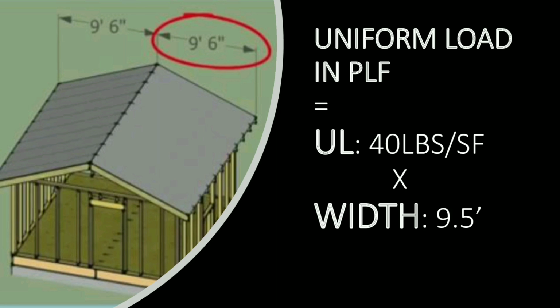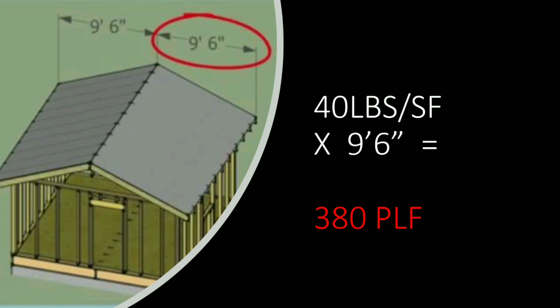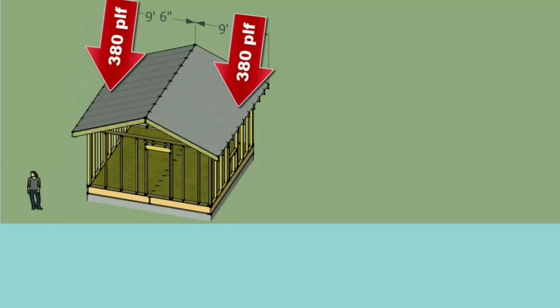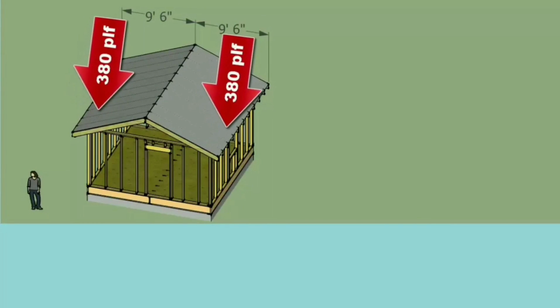Our uniform load per linear foot will be our uniform load times our tributary width. Our load is 40 pounds per square foot and our width is 9 foot 6, which equals 380 pounds per linear foot on each supporting wall.